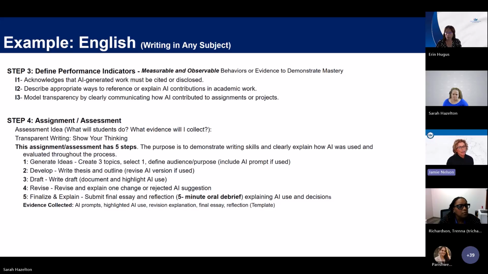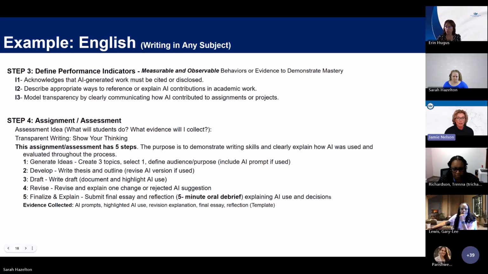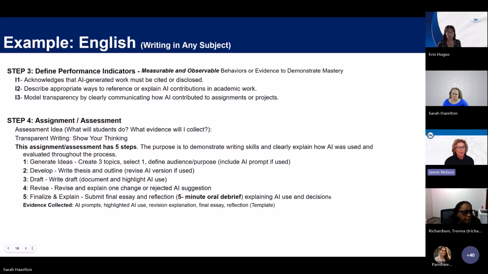So on our performance indicators: acknowledge that AI generated work must be cited or disclosed. And I'm going to use a template for that, and I've got that linked for you. Describe appropriate ways to reference or explain AI contributions in academic work. Model transparency by clearly communicating how AI contributed to assignments and projects. So that transparency piece is really, really important when you're working with AI tools as a faculty member and as a student. And so what I'm going to do next is look at the assignment.